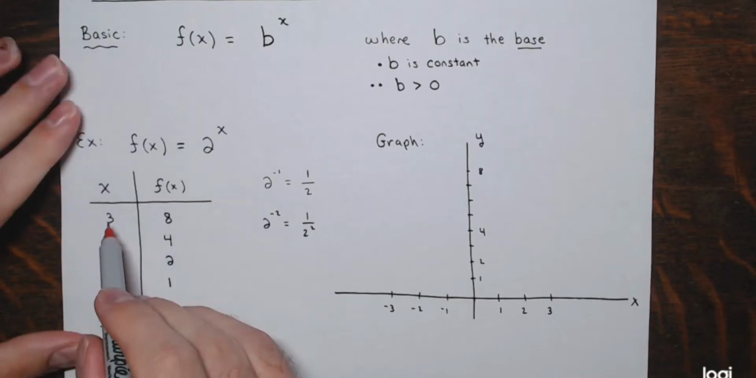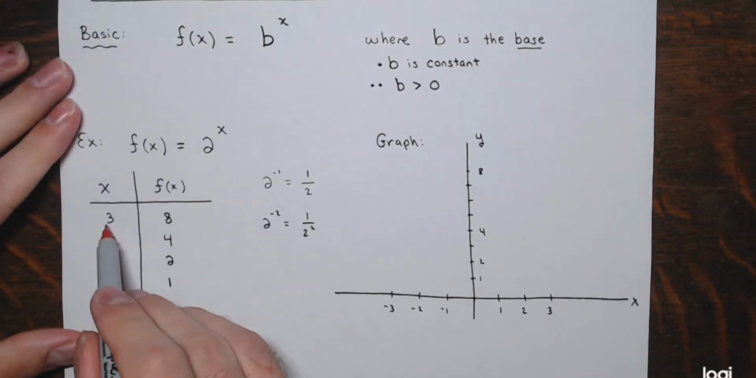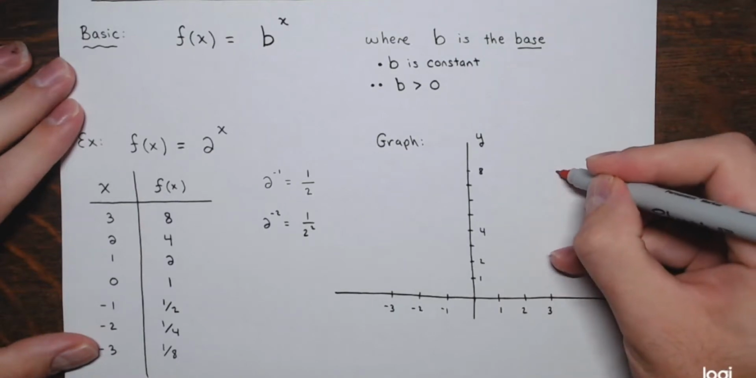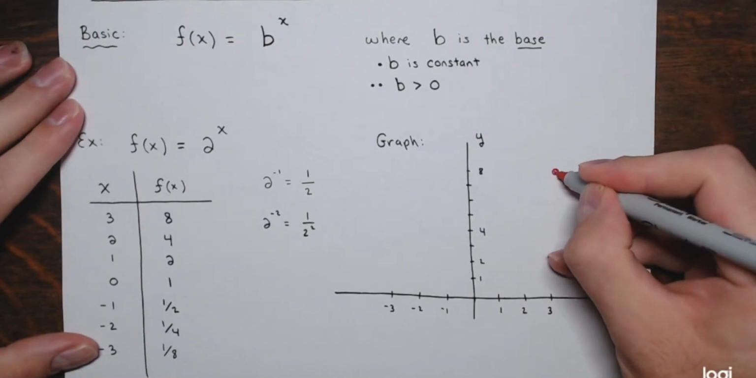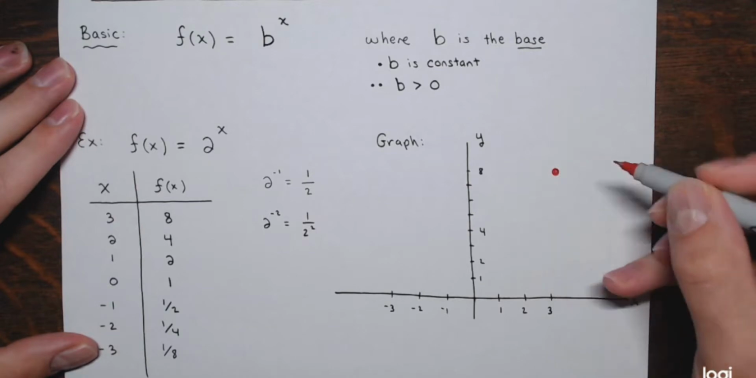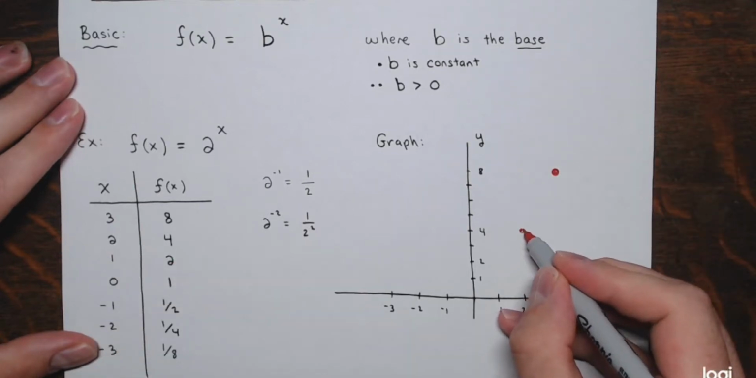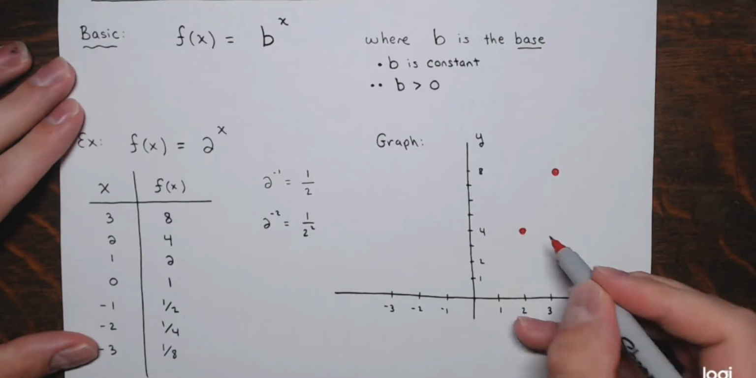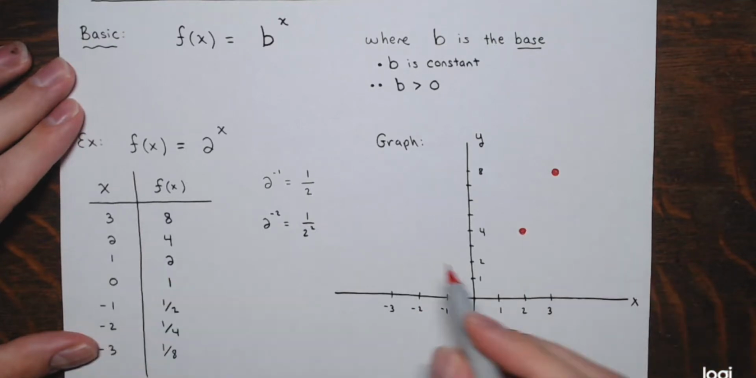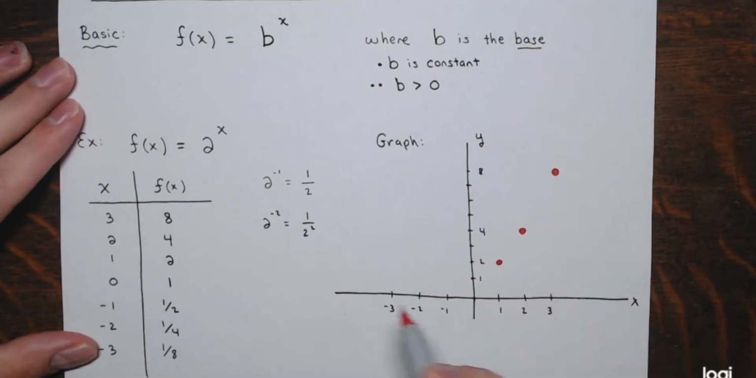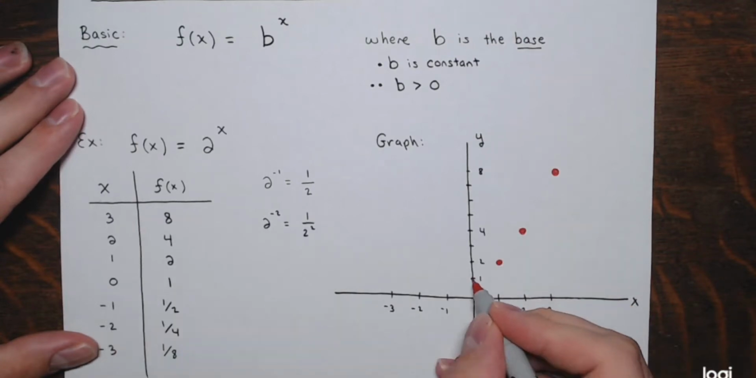One point was the ordered pair 3, 8. Input 3, output 8. So 3, 8. So something like this. There's a point on my graph. 2, 4: input 2, output 4. 1, 2: input 1, output 2. 0, 1.